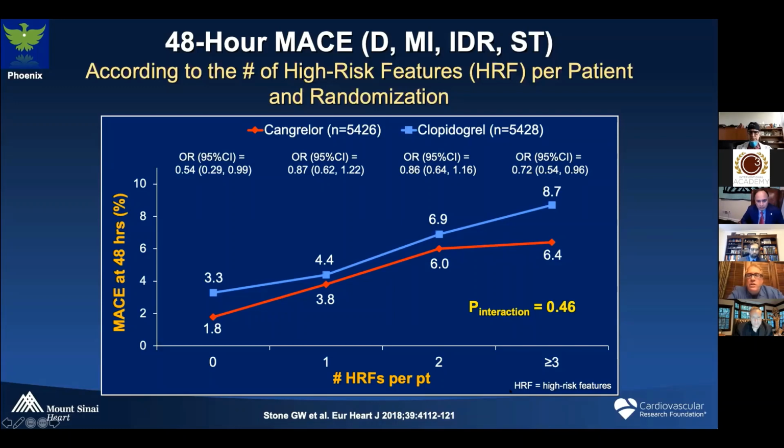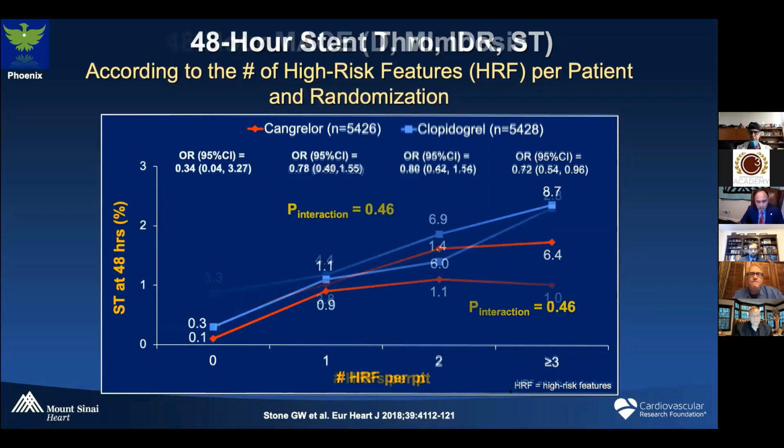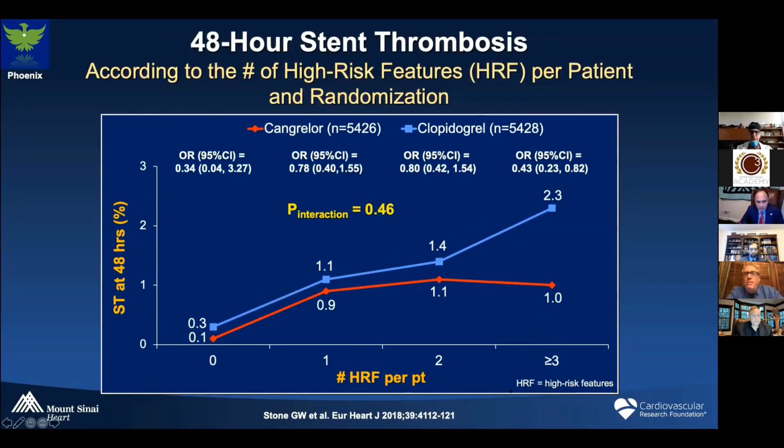So you'll note the interaction effect is 0.46, it's negative. So the relative treatment effect is similar across 0 through 3 or more high-risk features, but the absolute rates, of course, will be different because the more high-risk features you have, the greater the absolute rates. Now here's stent thrombosis at 48 hours. And again, you see a negative interaction effect with p-value 0.46.